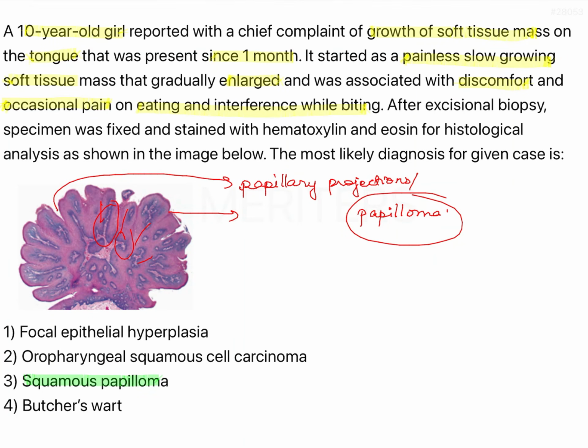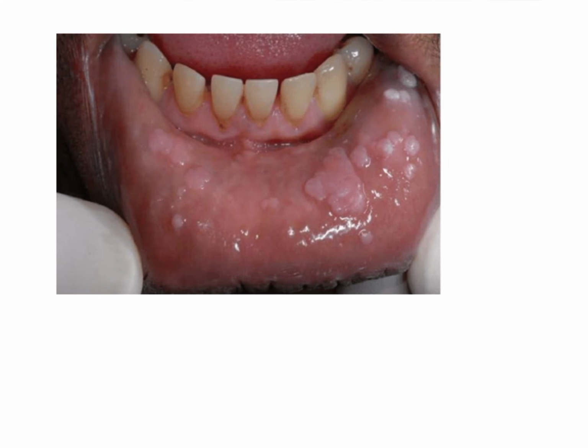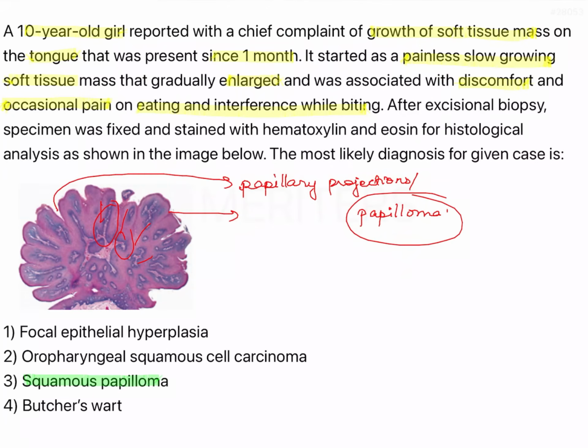Now let's see focal epithelial hyperplasia. Focal epithelial hyperplasia gives this cobblestone appearance, also known as Heck disease, as you can see on the lip, the inner surface and the vestibule. So these are islands of epithelial hyperplasia, okay, as the name suggests, focal epithelial hyperplasia. It does not have this kind of a warty appearance as given in the question. So we eliminate focal epithelial hyperplasia.